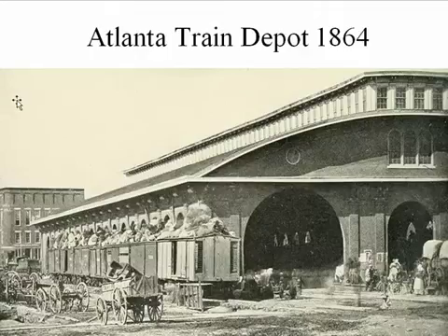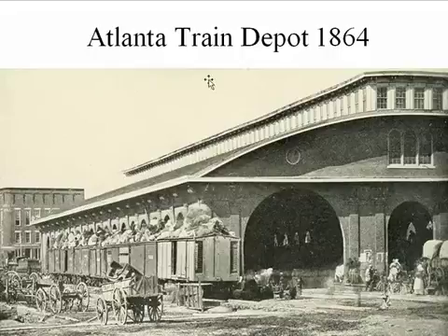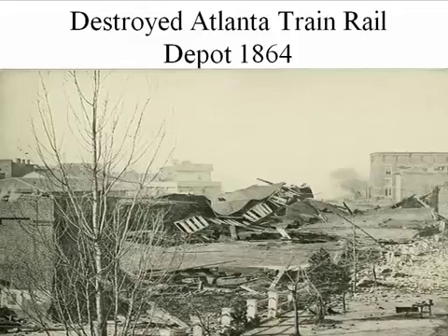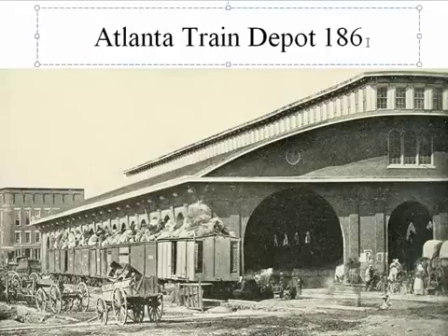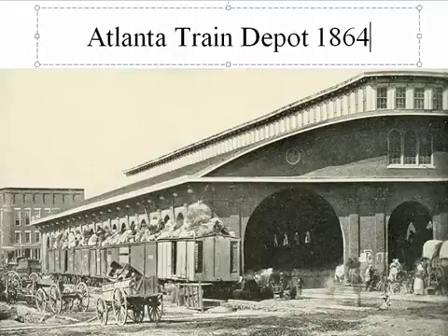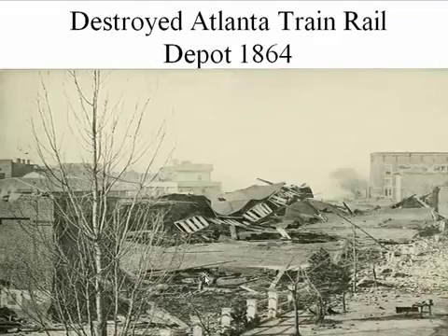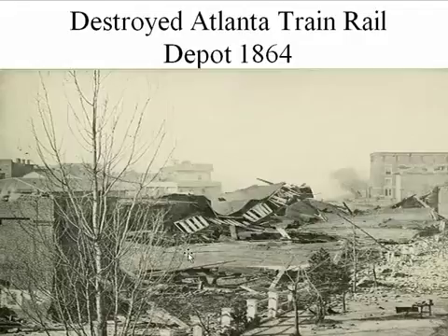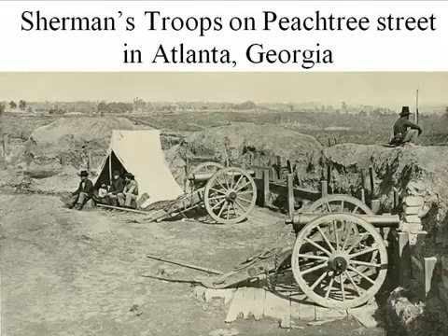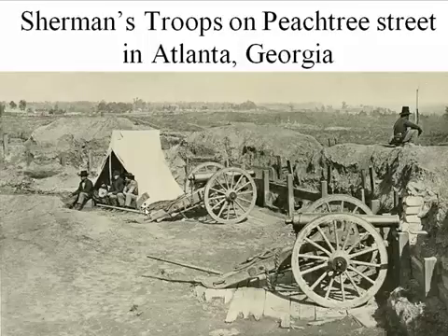Here's the Atlanta train depot in 1864 after it was rebuilt. And here's actually that was before the war, excuse me, 1864, before the Battle of Atlanta. And here's what it looked like afterward. Of course, this isn't the picture right here, and here's what it looked like after Sherman went through there. So here's Peachtree Street today, a busy place. Here's Sherman's troops sitting there on Peachtree Street with cannons.